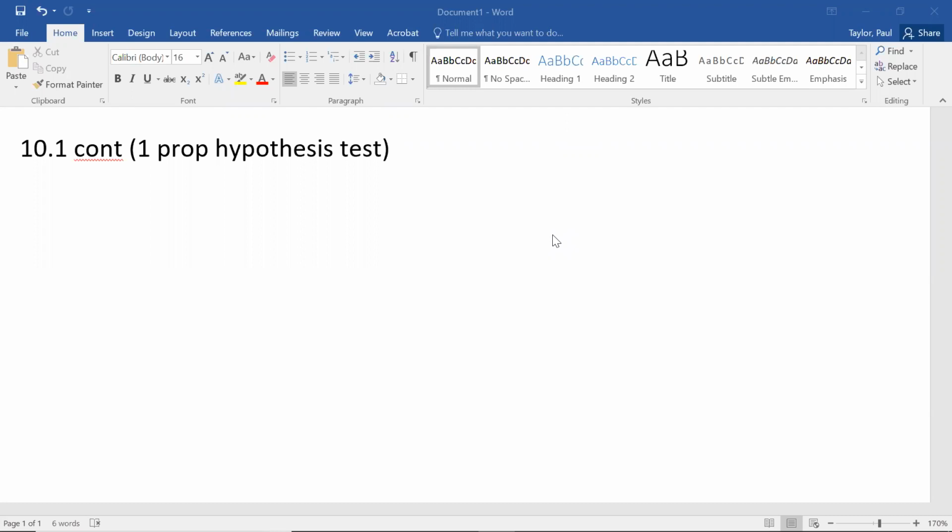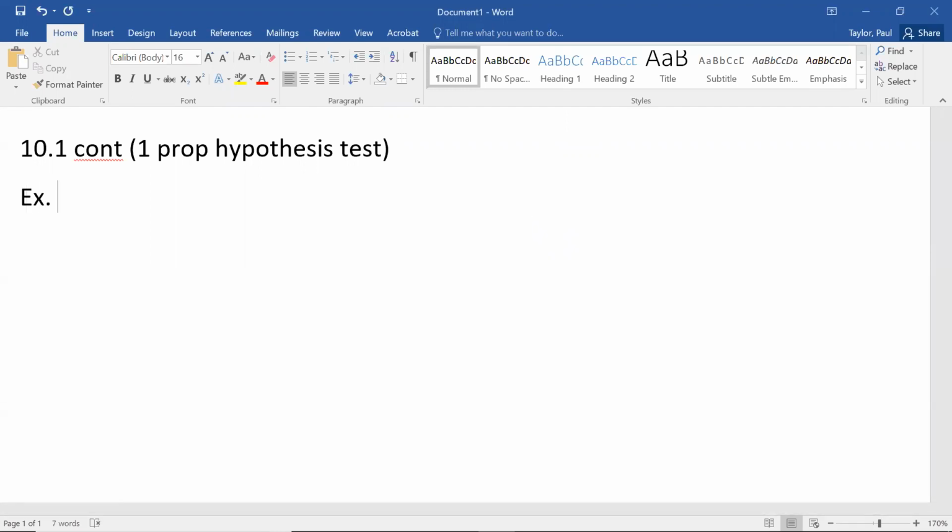We're still in section 10.1, talking about trying to estimate one proportion from a bunch of data. And today we're going to move on to a different type of analysis called the hypothesis test. So I'll start with a new example.